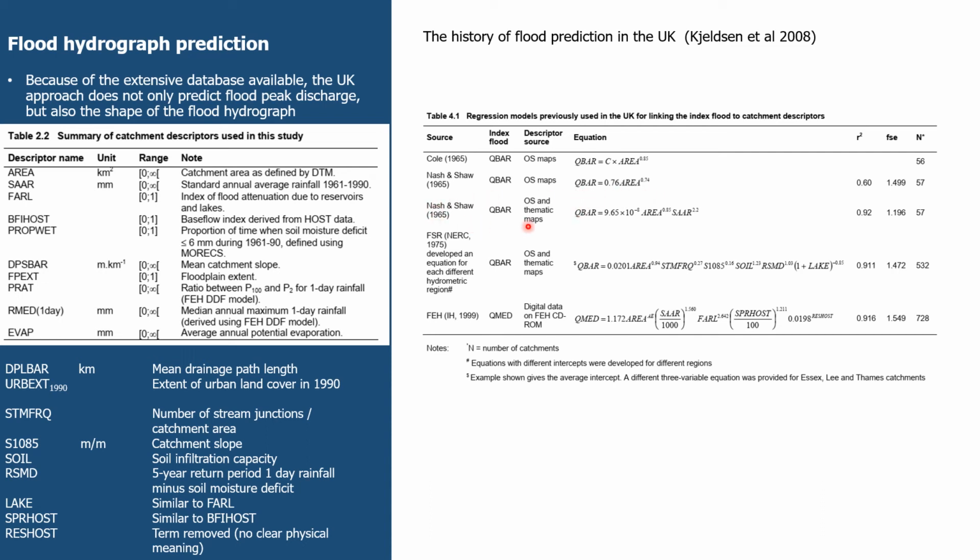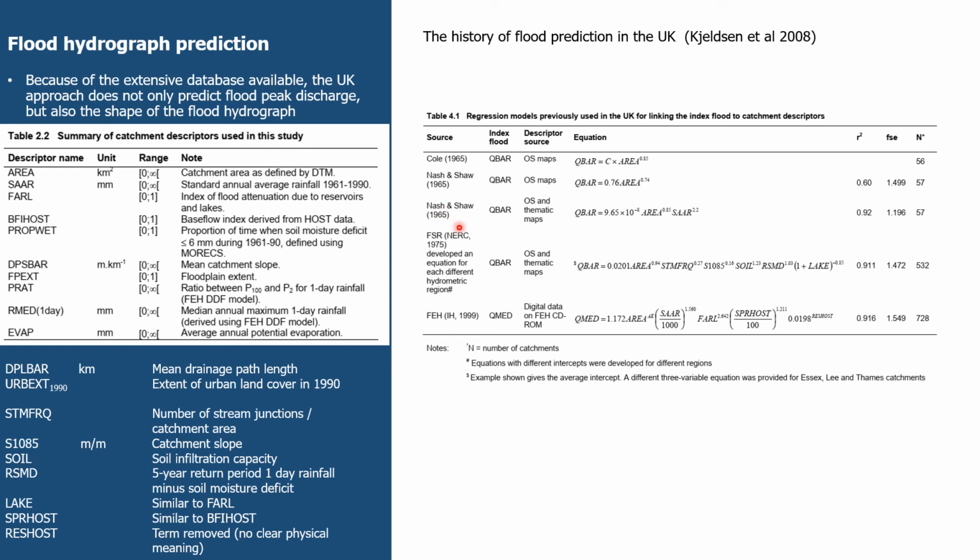At the same time, they also tried adding in rainfall, and the R-squared improved from 0.6 to 0.92. In other words, you get much better prediction if you also look at the variation of rainfall across the country, which is quite significant in the UK, ranging from about 3 metres per year in some of the wetter areas to about 0.7 metres per year in some of the drier parts of the country.